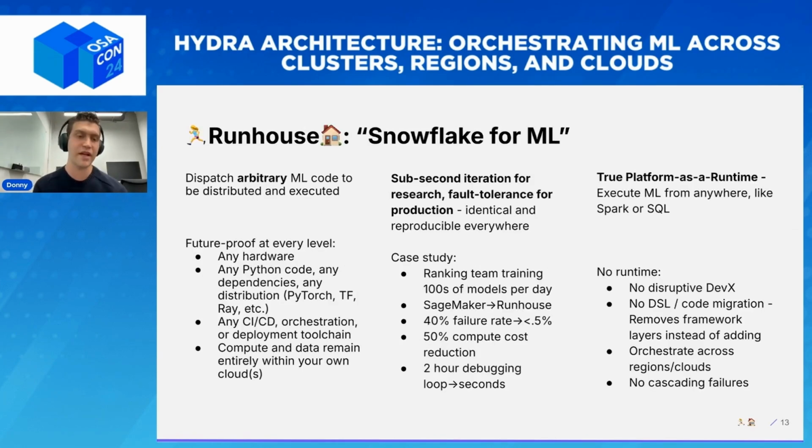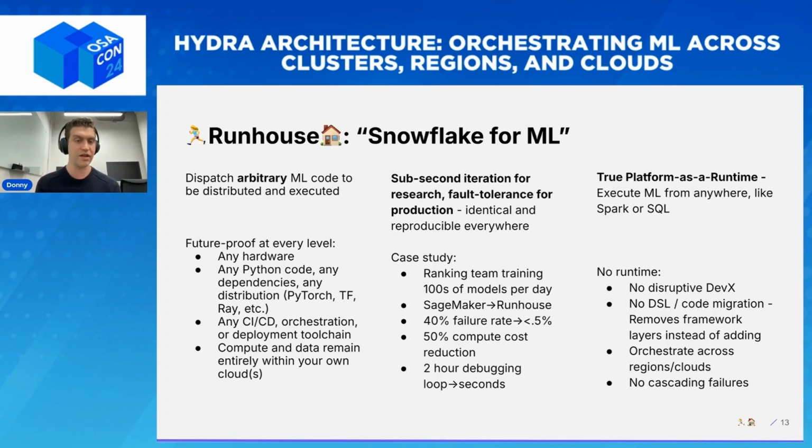So I've been leading up to, or giving a high-level description of, the design considerations for Runhouse, but this is exactly how we've architected the system. It basically allows you to dispatch arbitrary ML code to be distributed and executed. It's running entirely within your own infrastructure. It's not a cloud or repackaged compute solution. That was also a design consideration from day one.